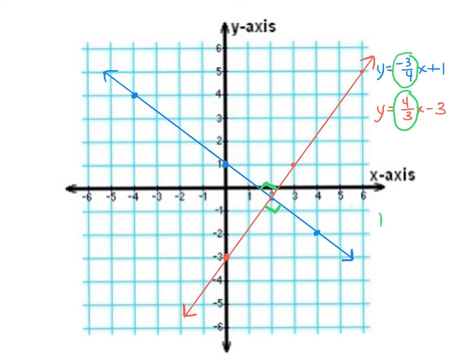Which leads us to the first idea that we need to talk about in this section. Lines that are perpendicular have what's known as opposite, which means one's positive, one's negative, reciprocal slopes. Perpendicular lines have opposite reciprocal slopes. So if I know that I have two lines that are perpendicular and I know the slope of one of those lines, I would automatically know the slope of the other line.